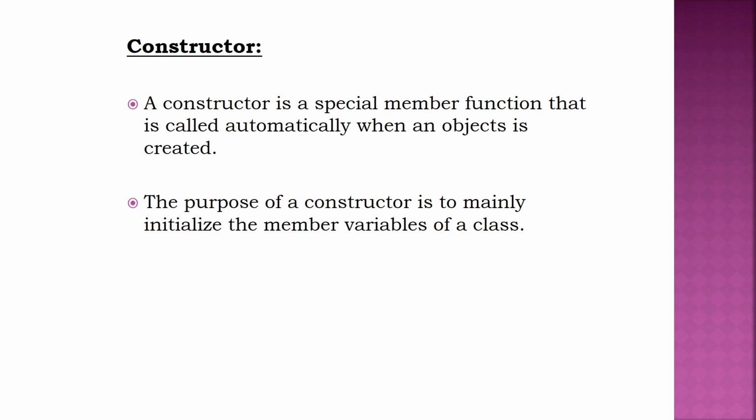But a member function needs to be called explicitly using an object of a class. The third difference: when we do not create any constructor in a class, the C++ compiler generates a default constructor and inserts it into the code. The same does not apply to member functions. These are the differences between member functions and constructors.